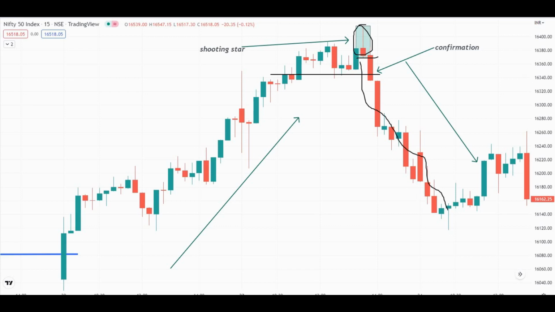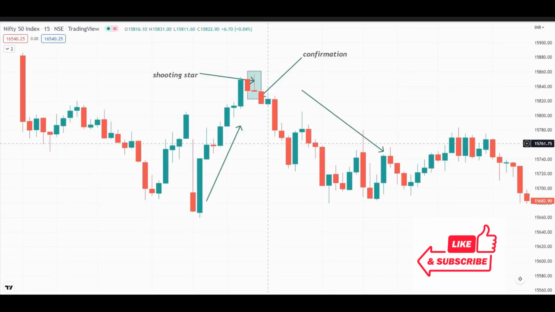Okay, see, strong uptrend, shooting star, confirmation, trend change. Remember, shooting star and inverted hammer and hanging man, this type of chart patterns always works best when the context is right in the markets. Always remember the background conditions before taking any trade.